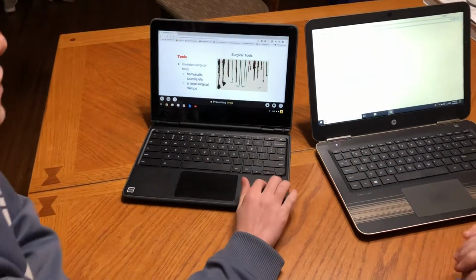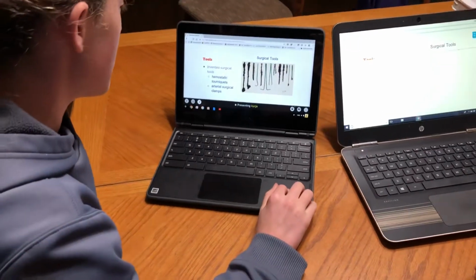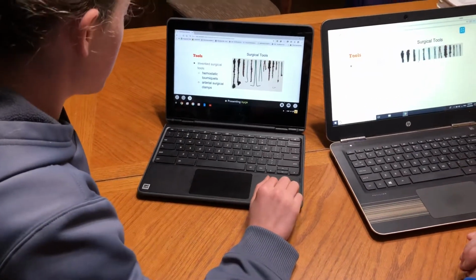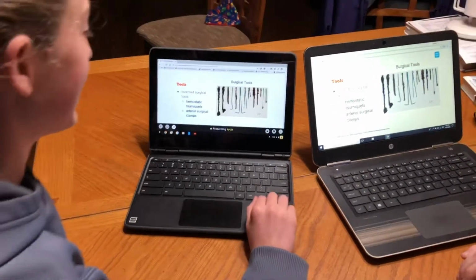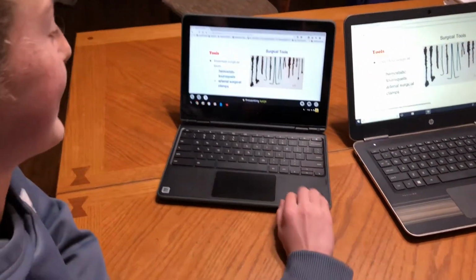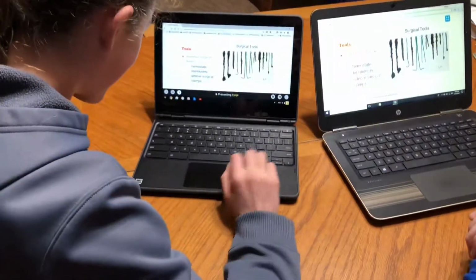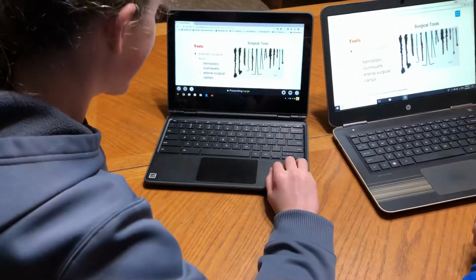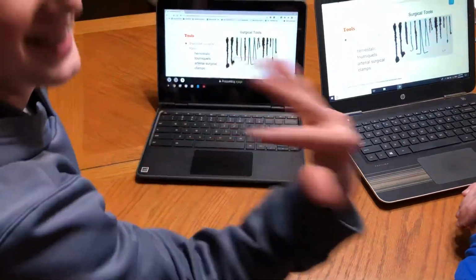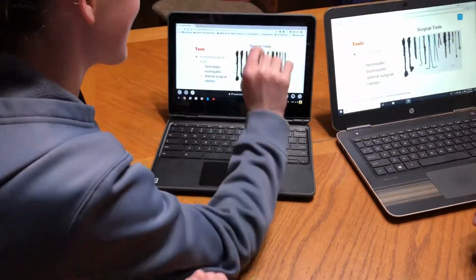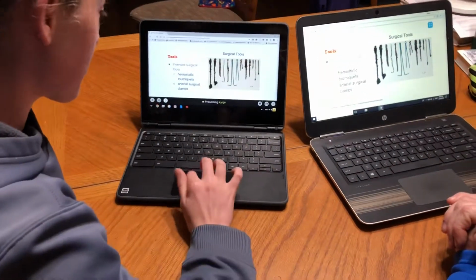So here we have some tools. Invented surgical tools: the hemostatic tourniquet, sorry, tourniquet, and arterial surgical clamps. Arterial, sorry. Here are some surgical tools, as you can see in the picture.